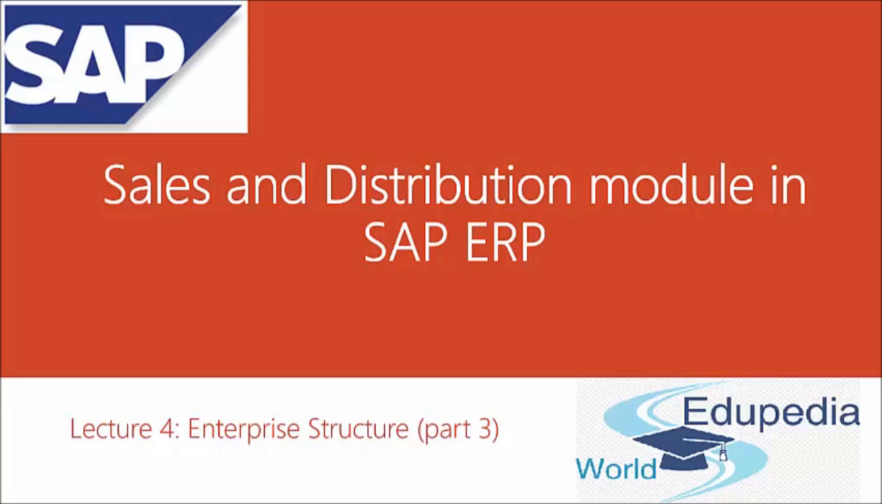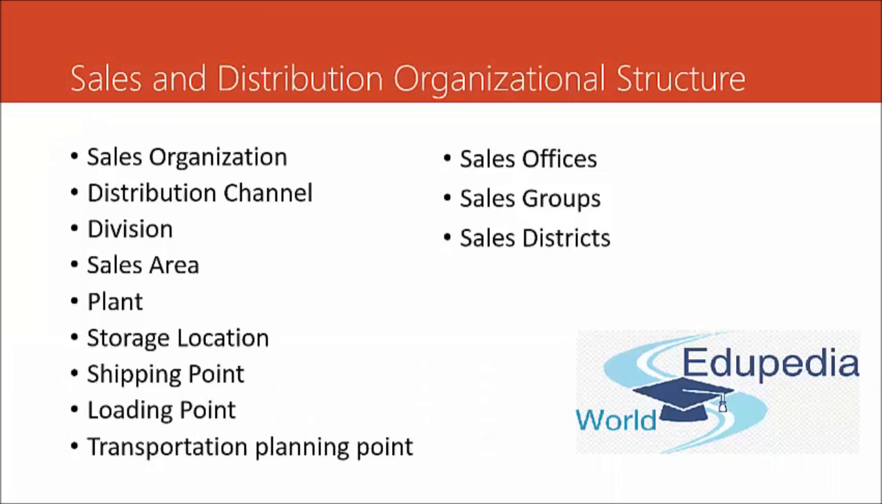In this lecture, we will finish defining our enterprise structure in the SAP ERP system for the sales and distribution module. In previous lectures, we defined our sales organization and assigned it to a company code. After that, we defined our distribution channel and assigned it to the sales organization. The next step was defining a division and assigning it to a sales organization.